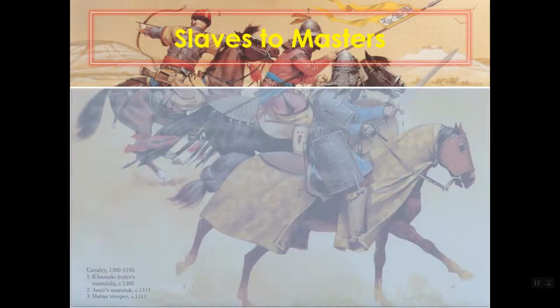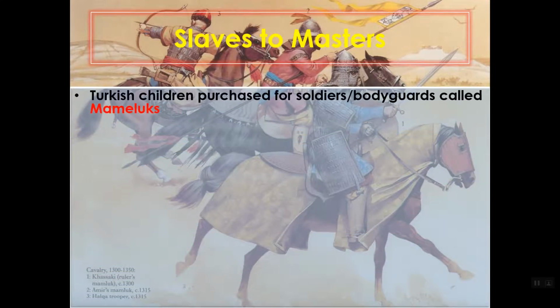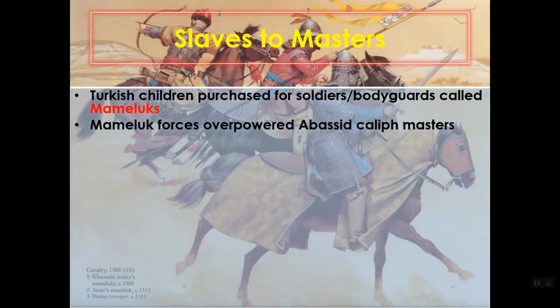So like I said earlier, they were taken as children, purchased to be bodyguards, but they weren't slaves from what we know as slaves today. They weren't like slaves like in 1450. They actually rose and they were highly regarded in the society. As they rose, they took over the caliph masters, and the new leader was called the Sultan.